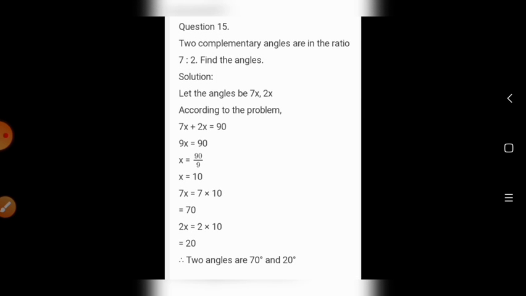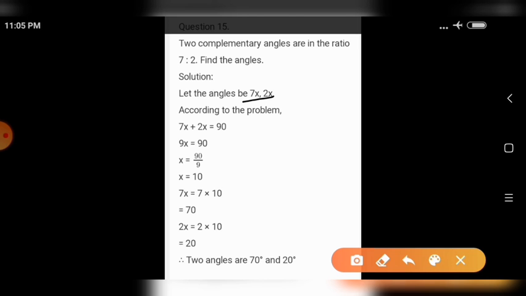Next, 15th sum. Two complementary angles are in the ratio 7:2. Find the angles. Let the angles be 7x and 2x. Adding, complementary means 90 degrees. 7x plus 2x is 9x, equal to 90. Divided by 9, x is 10. 7x is 7 into 10, which is 70. The other angle 2x is 2 into 10, which is 20. One is 70 and the other is 20.